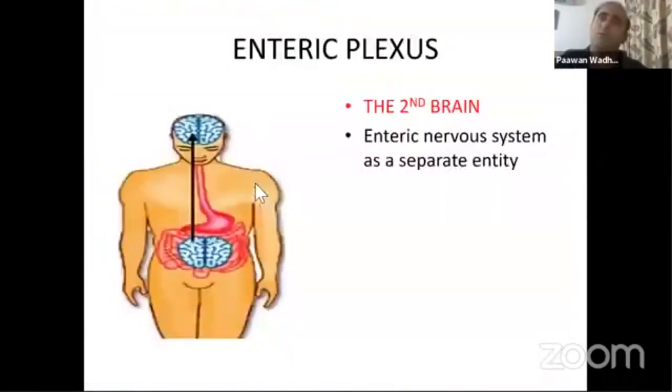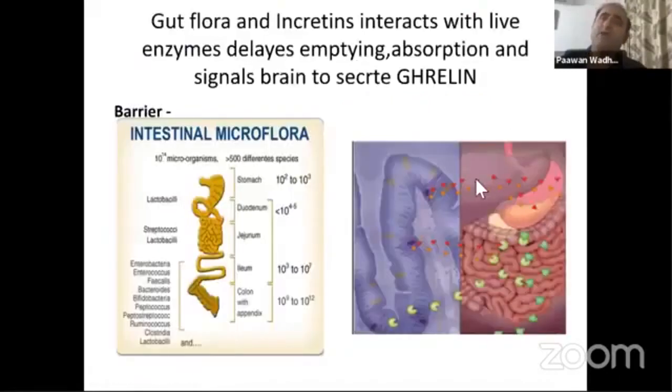About our human body, the place from where food is absorbed is the enteric plexus, the enteric system of the intestines. These days they call this enteric system the second brain. Like one brain we have here, there is one more brain here. It is called the enteric nervous system, a separate entity. Our intestines contain a lot of hormones and a lot of bacteria, and a hormone called incretin is there in our intestines.